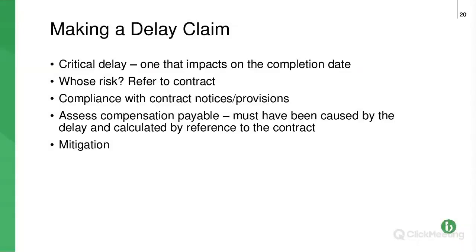So we need to show that the variation work caused critical delay, so it genuinely impacted on the completion date and extended it. We need to look at whose risk it is, so refer to the contract. We've seen from that chart, variations are the responsibility of the employer, so that does entitle the contractor to an extension of time. What about weather? Well, it depends on how severe the weather was and what the contract says precisely about whether that gets the contractor an extension of time or not. So don't forget about that stage.